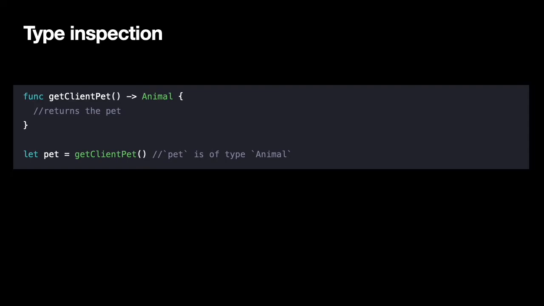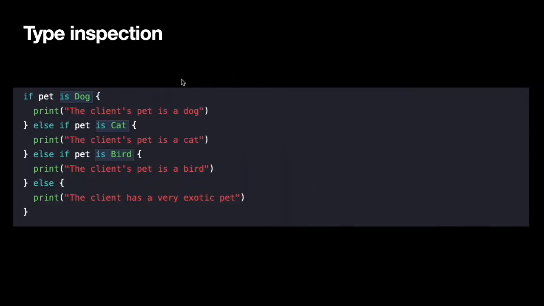If a function returns a class that has subclasses, we may need to learn how to ask which subclass it is. In this case, we have a function getClientPet which returns an animal, but animal may be a class with subclasses, and it may be a specific animal, and we may want to find out which type of animal it is. Let's say that animal has three subclasses: dog, cat, and bird. We can use the is keyword to test if our pet is of type dog, or if it is of type cat, or if it is of type bird.